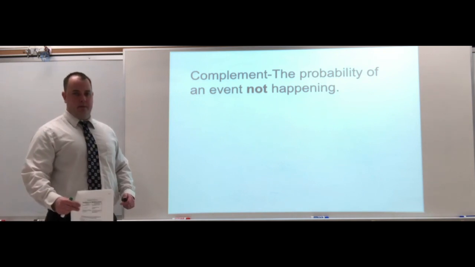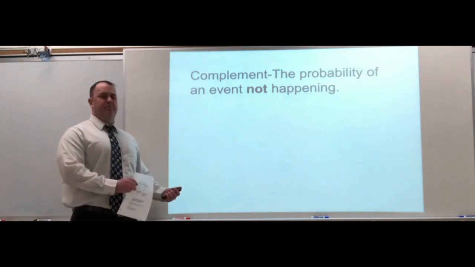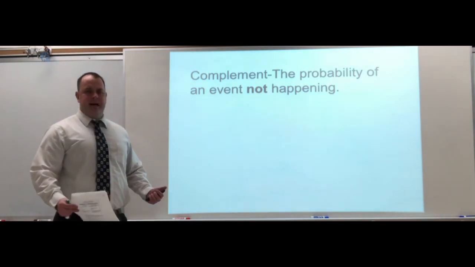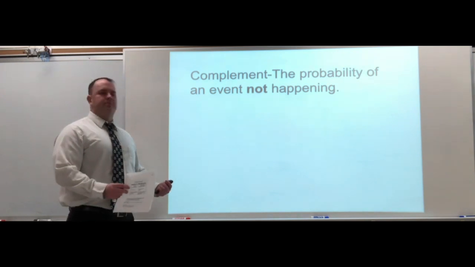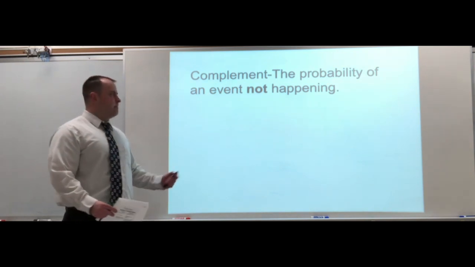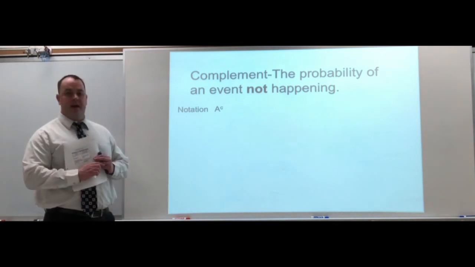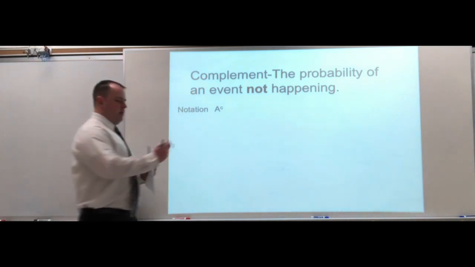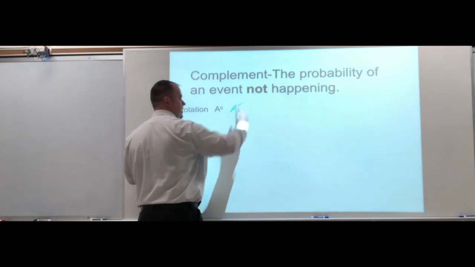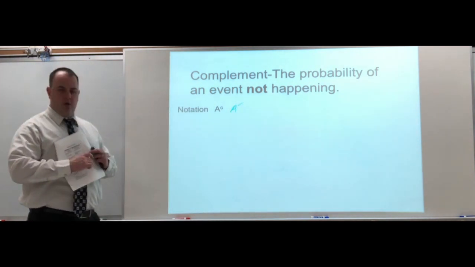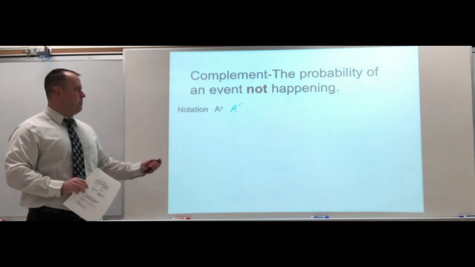Now, the last thing we're going to talk about is the complement, the probability of an event not happening. Okay? Some people like to think of it as the opposite. Be careful with that. It's not exactly what the definition is, but it's the probability of an event not happening. Okay? The notation is A with a little C next to it, the event with the C, or you might just see it as A with the check mark, which would also be okay notation for the complement.